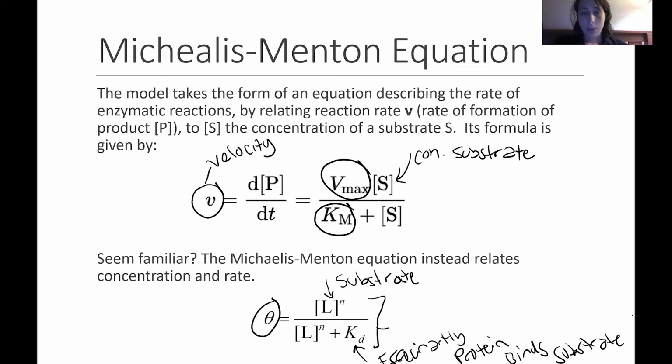So again, Hill plot equation is talking about efficiency of how well a protein binds to a substrate based on the concentration of the substrate. Whereas the Michaelis-Menten equation is looking at the rate of a reaction, the efficiency of the rate of a catalyst, of an enzyme, based on the concentration of substrate. So they are related to each other, and actually you can get information from one to the other.